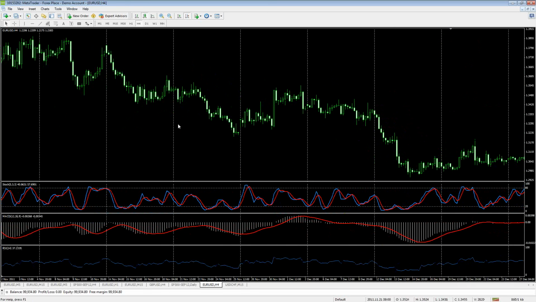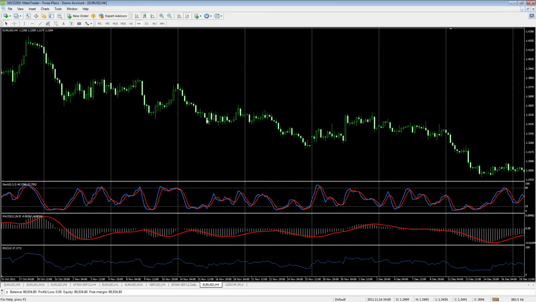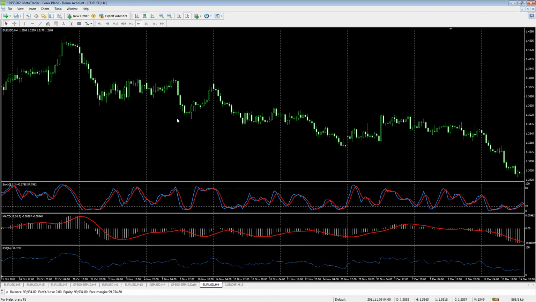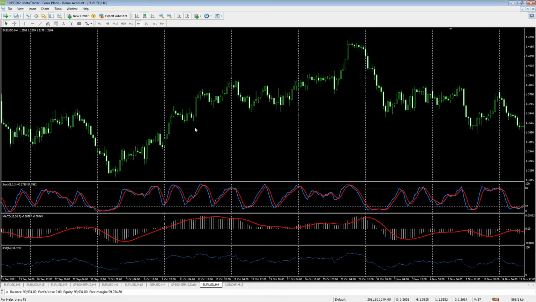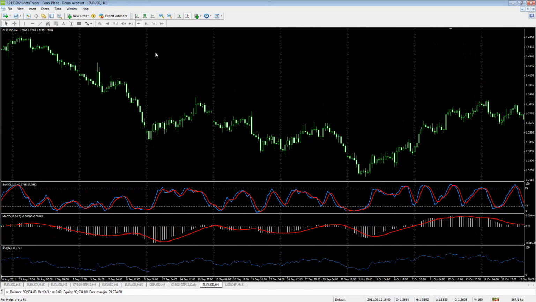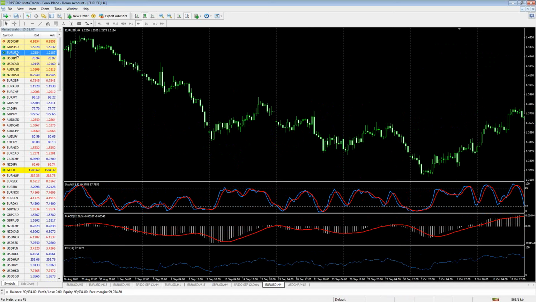Okay, I prepared some examples earlier, but on other currency pairs, so I'll find them and show them to you soon. I thought we can find something close here on the euro dollar. Okay, so let's look at the pound dollar.